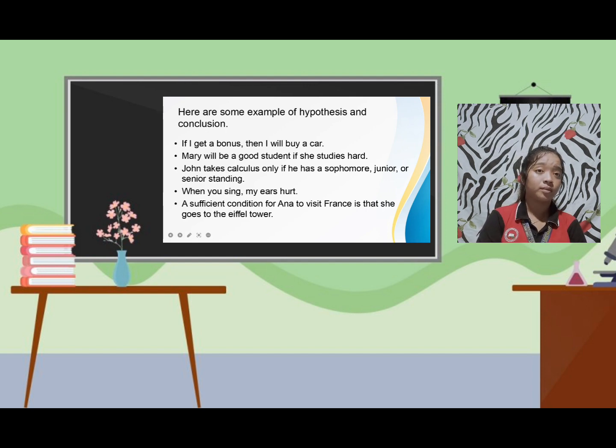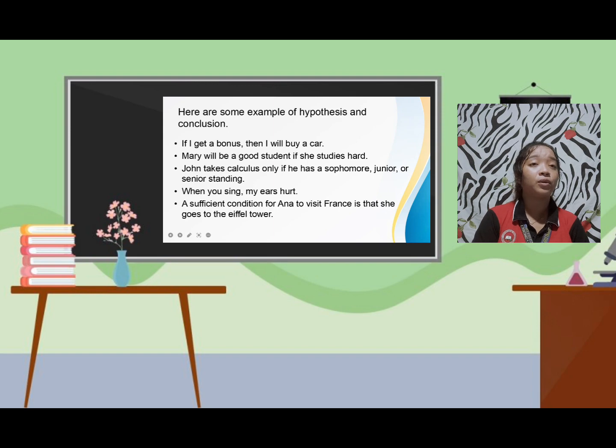So first, it says that if Maria goes to the Eiffel Tower, then she visits France. So our hypothesis will be Maria goes to the Eiffel Tower. Then our conclusion is Maria visits France.